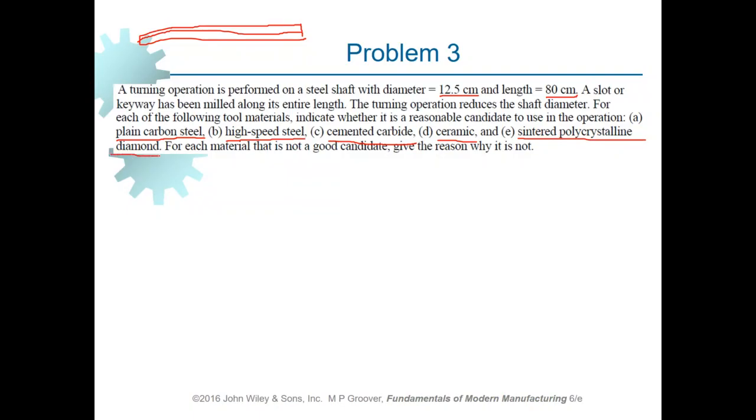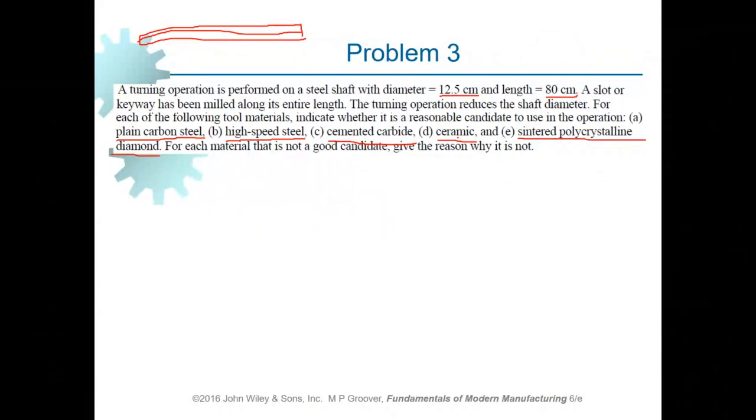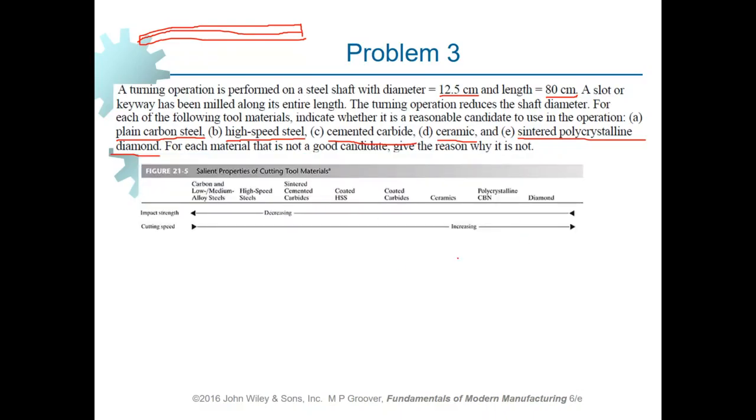Cemented carbide, ceramic, and sintered polycrystalline diamond. Diamond is a brittle material. Ceramic is also a brittle tool material. Ceramics and diamonds are not suitable if there is an impact in the machining operation and the cutting tool will be subjected to an impact. Is there an impact in this operation? Yes, there is.